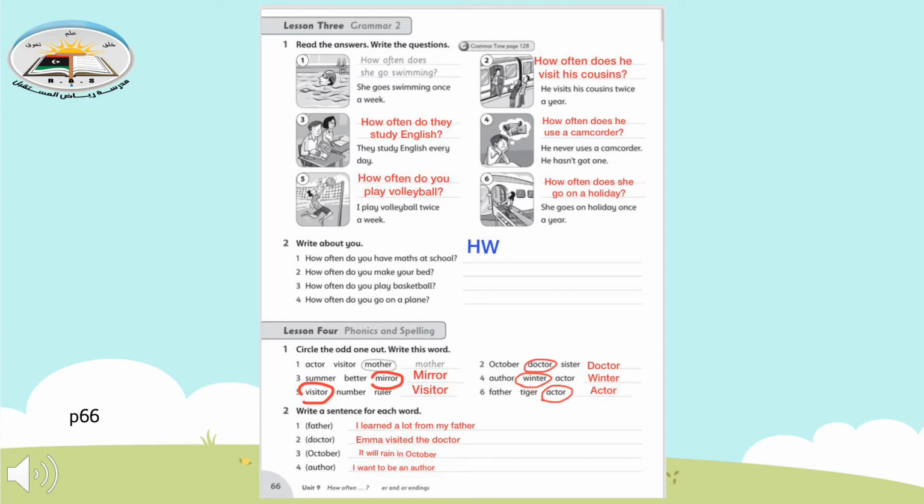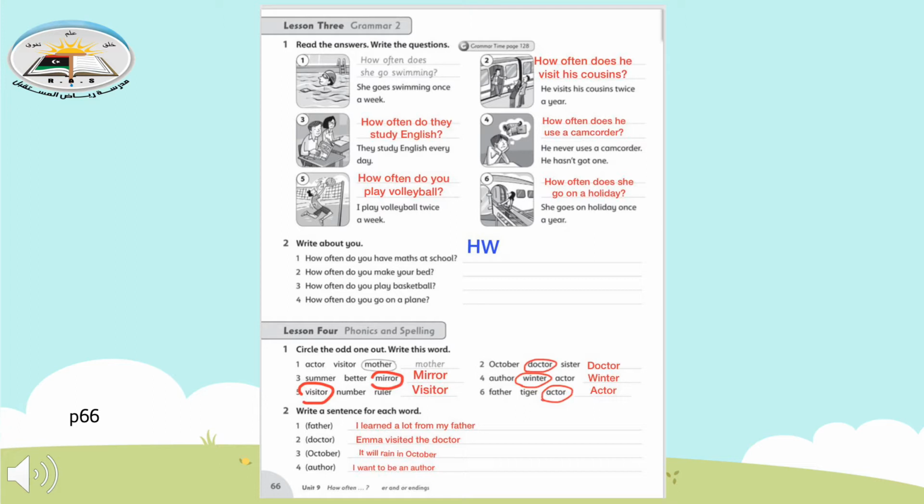Now we have question number 2. Write about you. Now we have a number of questions that you should answer for yourself. That's why I can't give you an answer, because I don't know about you. Okay? So question number 2 is your homework. You need to answer it on your own. Okay? So let's read the questions together.